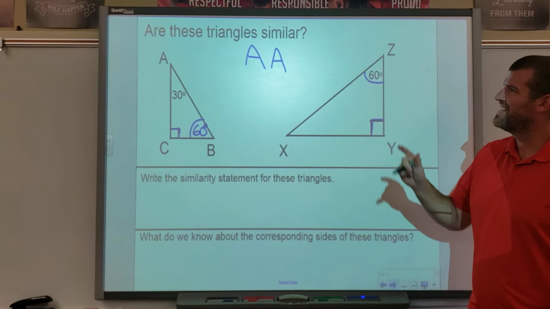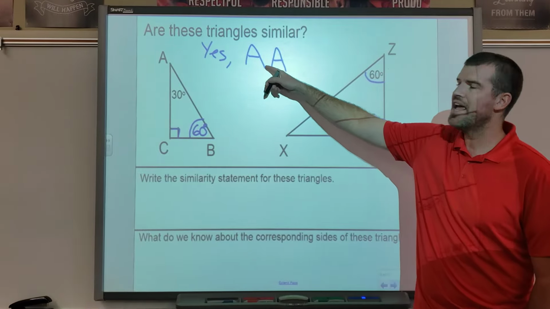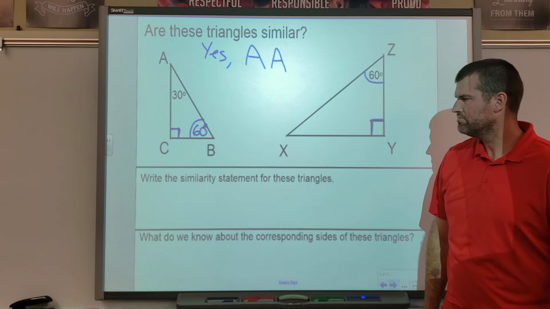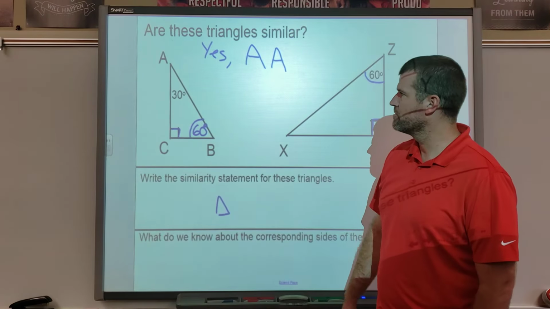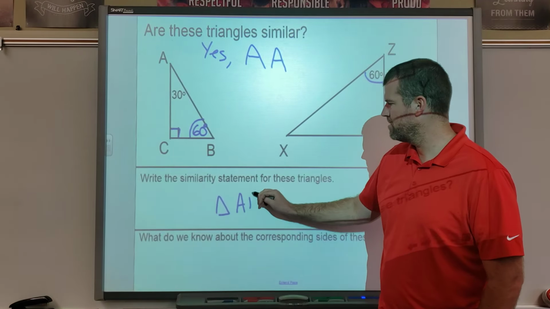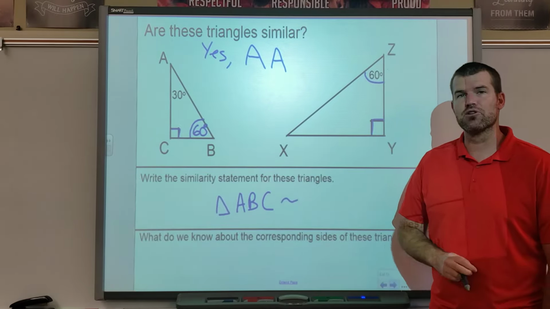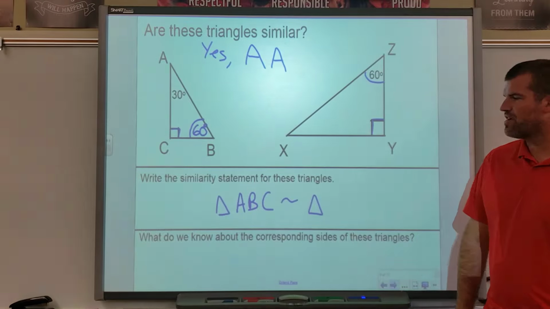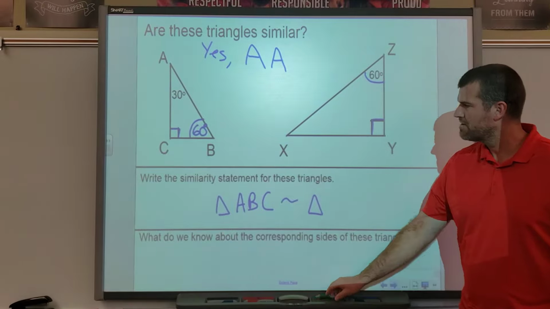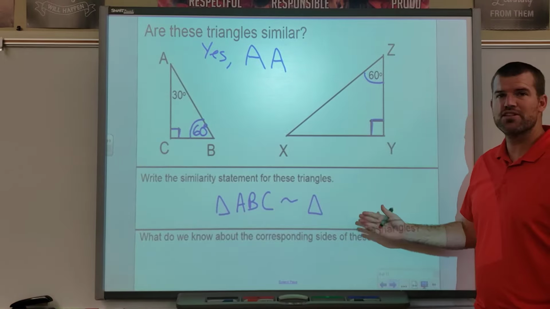So we can say, yes, these are similar by angle, angle. When we write the similarity statement, I'm going to name my first triangle. So let's keep it simple, call it ABC. Similar, right? Not congruent, similar. And then we need to make sure we match up the second triangle in the same order. So, how should I name this triangle to make sure I show that they are similar?